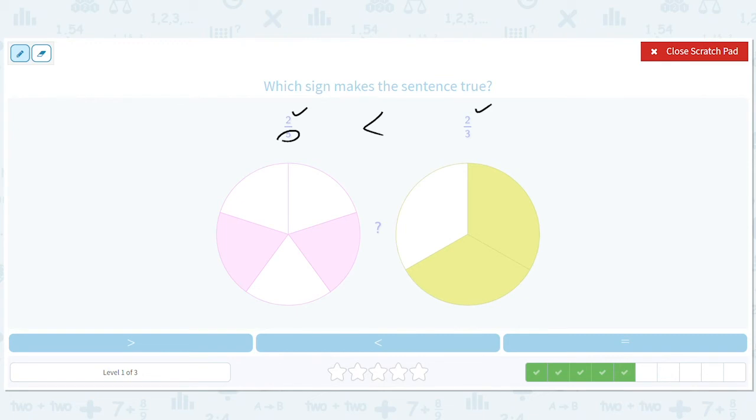If you ever get confused, just think of this. What's bigger, 1 over 99 or 1 out of 2? Clearly 1 out of 2 is bigger, right? So the 99 on the bottom makes things very small, right? So 2 out of 5 is less than 2 out of 3.